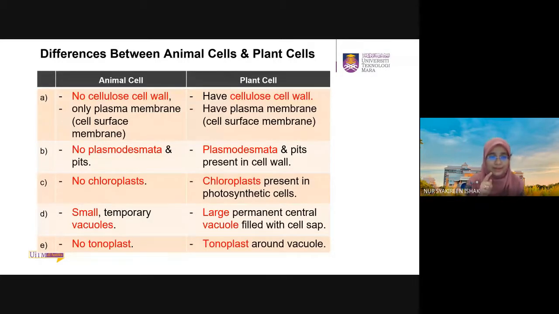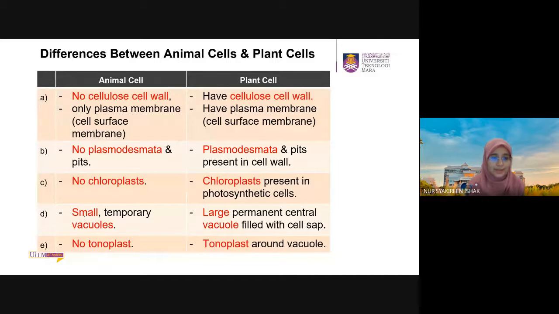For animal cell, instead of having plasmodesmata, they have gap junction. Okay, itu kita akan tengok nantilah later on in this chapter. But plant cell, they have plasmodesmata that allows substance from one cell to be transferred to another cell. So animal cell does not have any chloroplast. Plant cell have chloroplast because they have to carry out photosynthesis.